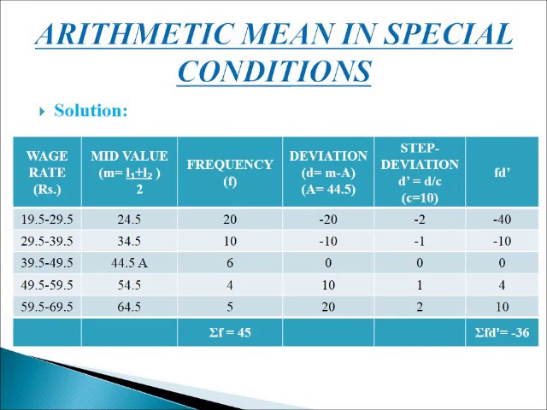In the fifth column, we will write step deviation, which we will get by dividing deviation by class interval. In this particular illustration, we have taken C equals to 10. So we will divide deviation, that is minus 20 divided by 10, we will get minus 2, and this is how we will get step deviation, minus 2, minus 1, 0, and so on. In the last column, we will get the product of frequency and D dash, that is FD dash, minus 40, minus 10, 0, and so on. After calculating it, we will get sigma FD dash.